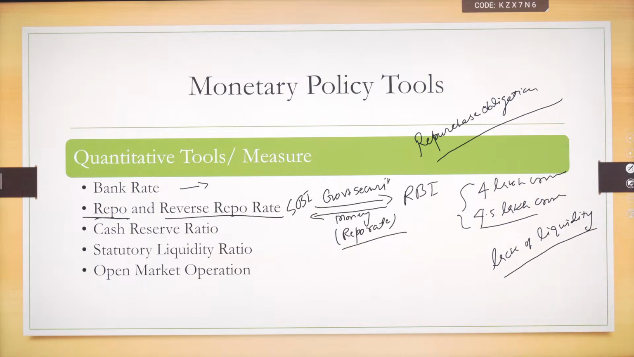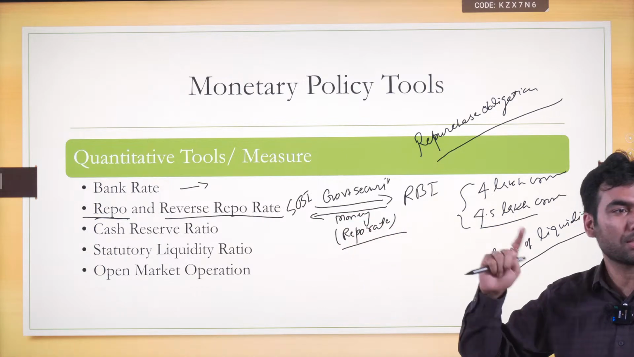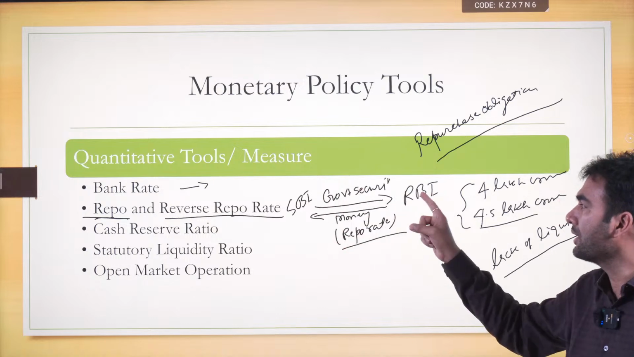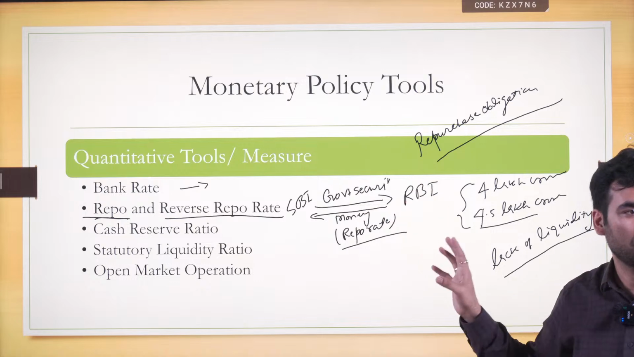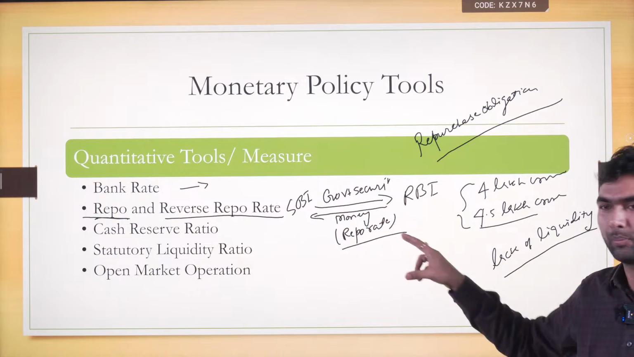So repo rate, when I am using the word, it is reflecting the interest payment on this money. Repo operation, when the word is being used, it is reflecting the exercise of borrowing money by keeping government security as collateral. Okay, repo exercise, repo operation, and repo rate.